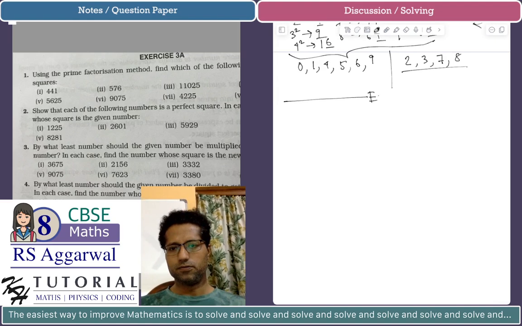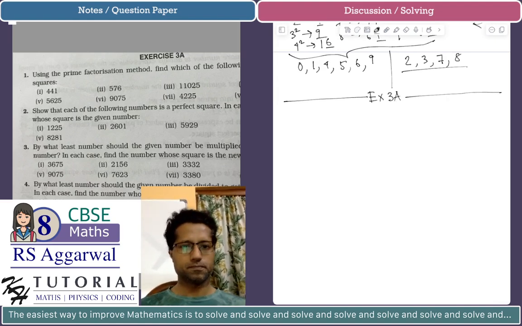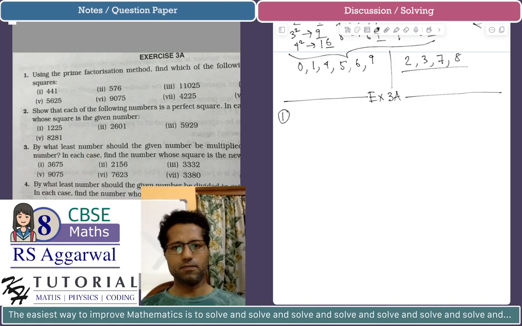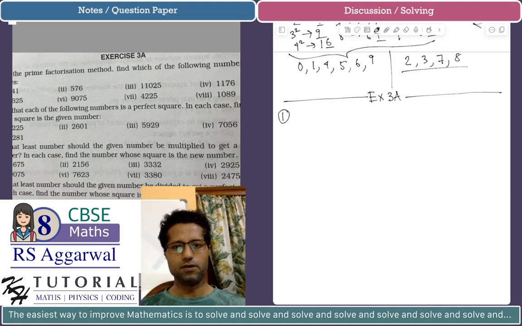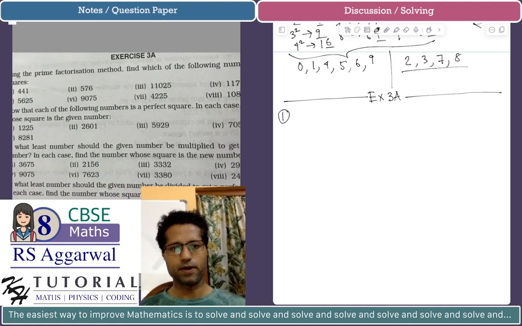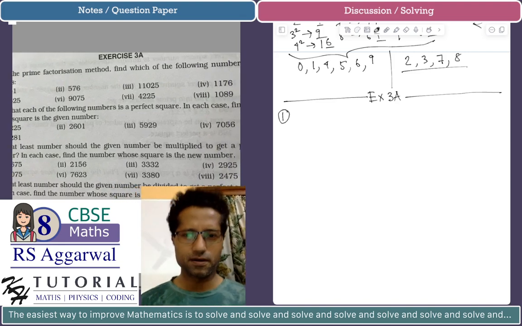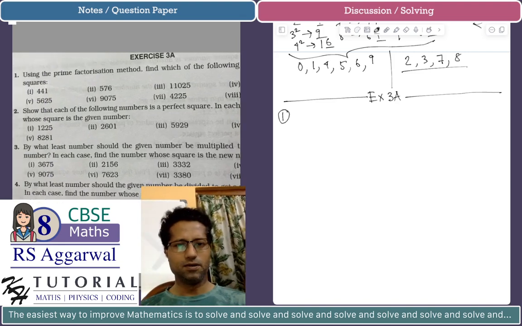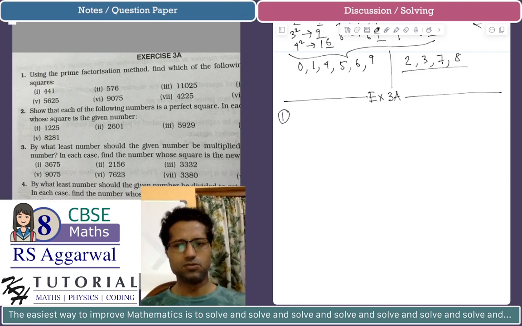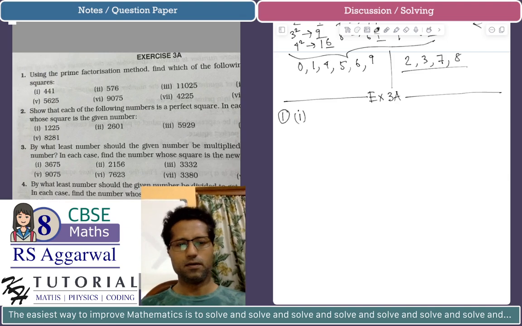Exercise 3A. So the problem number 1 is: using the prime factorization method, find which of the following numbers are perfect squares. There are 8 numbers. I don't think I should do all 8 numbers, but let's do a few of them just to give you an idea how we do it. So the number is 441.